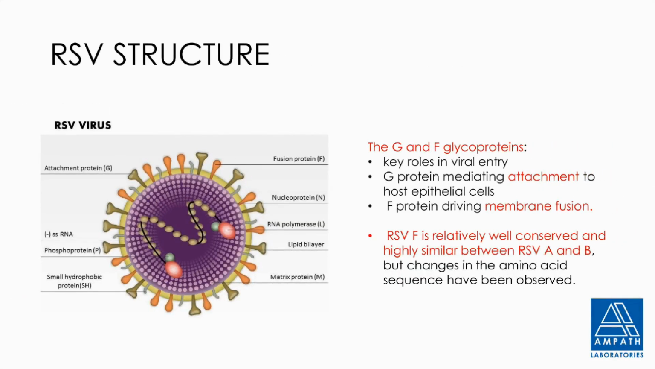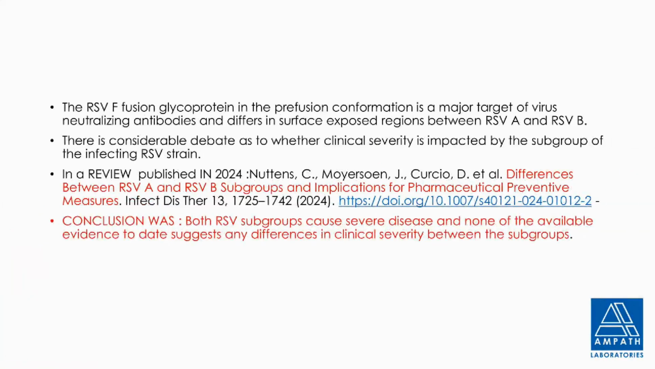Again, the structure, your G and F protein. These play key roles that allow for attachment. The G protein allows for attachment to your host epithelial cells, and your F protein causes membrane fusion. The RSV F is relatively well conserved, and it's highly similar between both your RSV A and B subtypes, but you can have small changes in your amino acid sequences that have been studied.